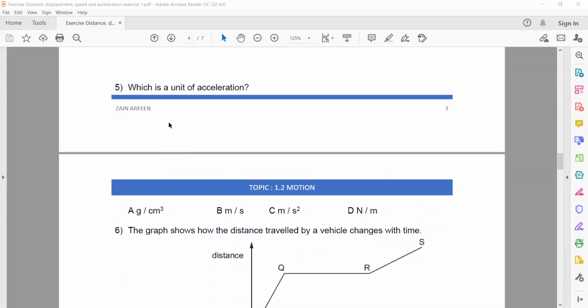Which is the unit of acceleration? So the unit of acceleration is meter per second square. So C is the right answer for this.